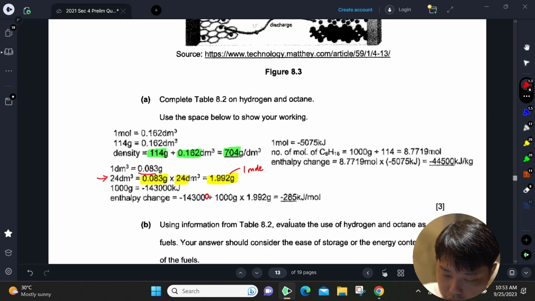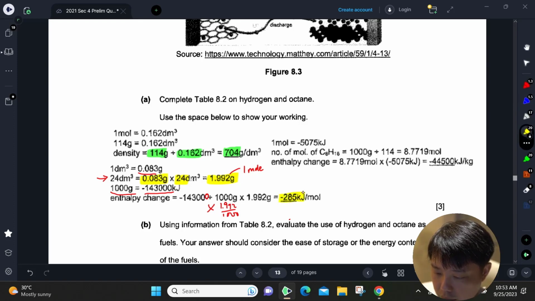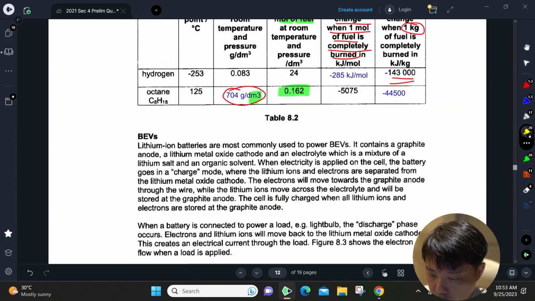We are told that 1000 grams will give us 143,000 kilojoules of energy. So how about just 1.992 grams? We're going to take 143,000, multiply that by 1.992 over 1000. So we get our answer, negative 285 kilojoules per mole. So we just fill this answer into the table.